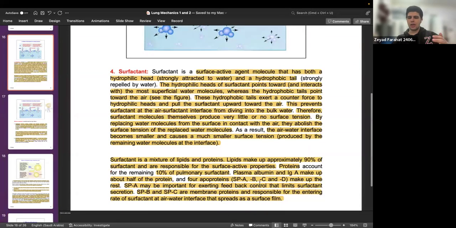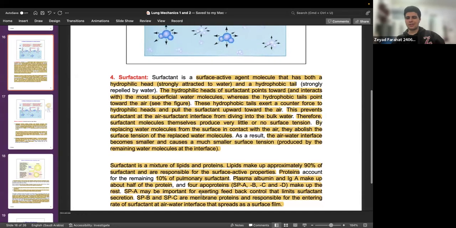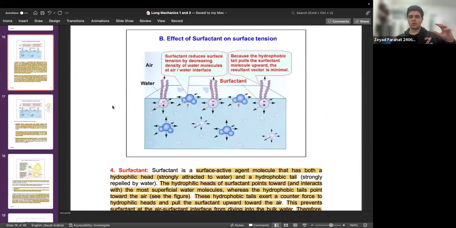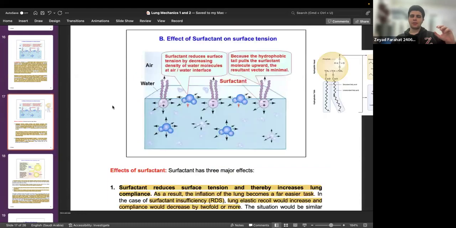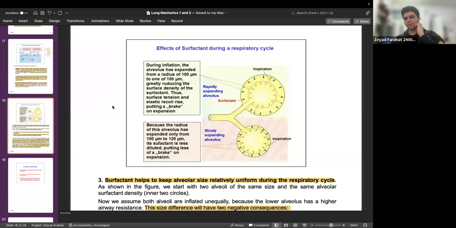They're made up of apoproteins A, B, C, and D, and generally speaking, this part is important. A is important for excreting feedback control, and B and C are membrane proteins. Just know that they're made up of apoproteins A, B, C, and D. This is the most important part. So this is what they're made up of. They fix two problems. We talked about the first problem, which is the collapsing nature. The second problem is basically that the alveoli are not constant.